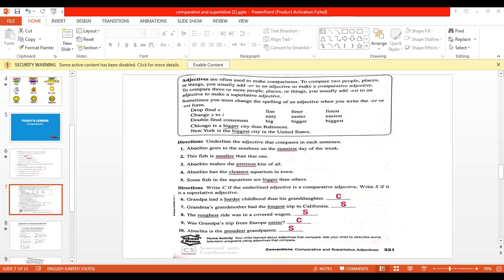374, 374. On the first exercise, you have to underline the adjective. On the second exercise, only choose the correct adjective. No need to write the whole sentence. Yes, 374. So on the first exercise, underline the adjective. On the second exercise, choose the correct adjective. No need to rewrite it. Don't need to rewrite the whole sentence.